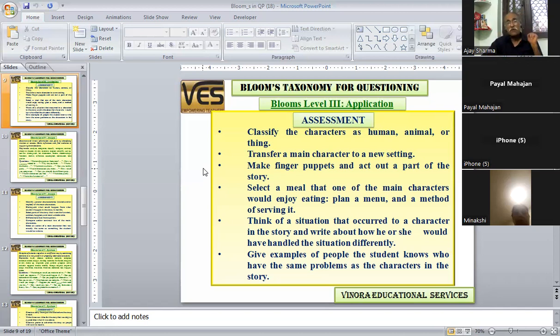If he comes nowadays, in the present time, what would happen? Give examples of people the students know who have the same problem as the character in the story. Real problem.